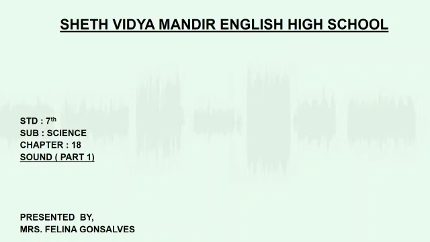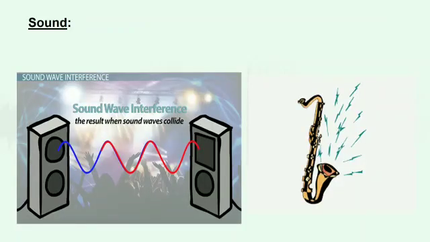Today we are going to learn chapter 18 of Science for Standard 7th. The topic is sound. What is sound? Sound is created when something vibrates and sends waves of energy into our ears. The vibration travels through the air or another medium, that is solid, liquid or gas. The stronger the vibration, the louder the sound. For example, when a school bell rings, part of the bell will vibrate, creating sound.